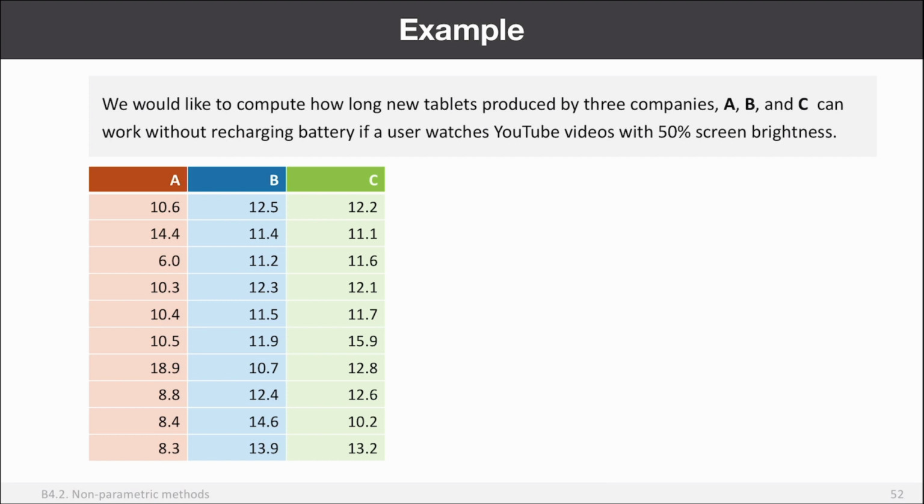Let's keep the same legend, right, about the tablets from three different companies, and we would like to find out if at least one is different in terms of how long they can work without recharging. So you can see that I have the working time of these 30 tablets produced by three companies, and I would like to make an analysis, right?